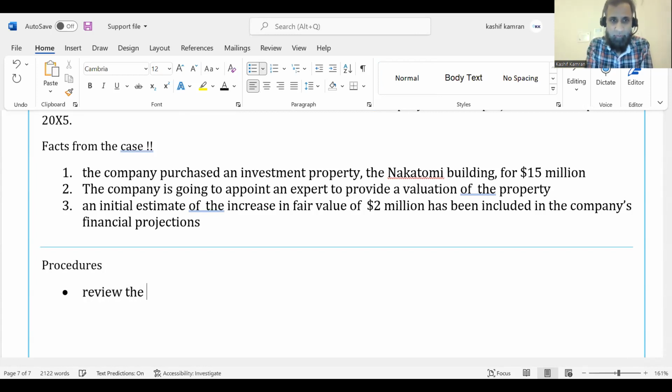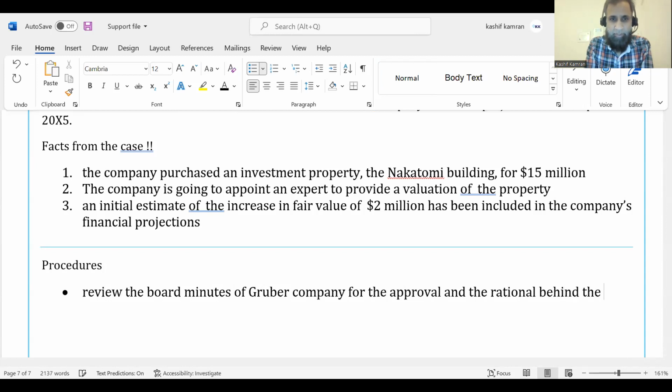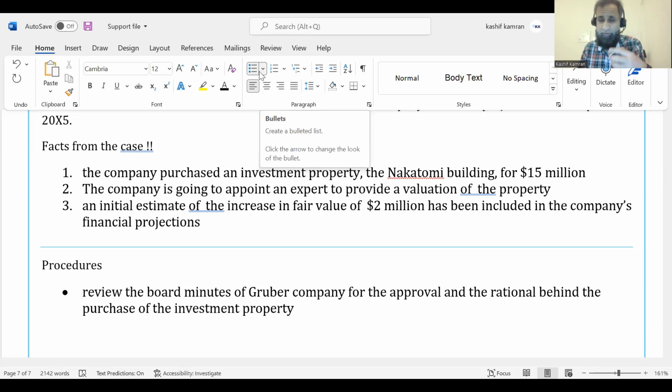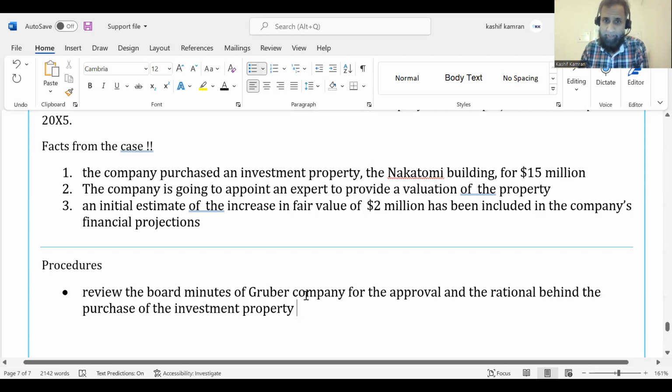So I'll simply say review the board minutes of Grubber Company for the approval and the rationale behind the purchase of the investment property. Why did the company want to purchase this investment property? What is the rationale? So you never look at the board minutes only for approval. You also look at the board minutes for the rationale behind purchase. So if something has been bought, you need to look at the board minutes.